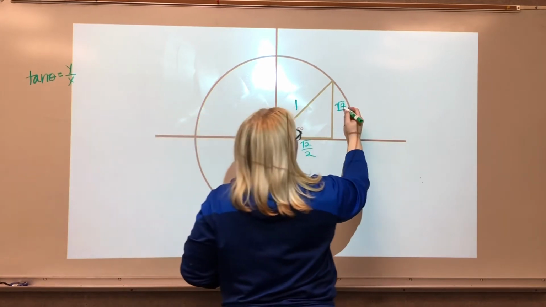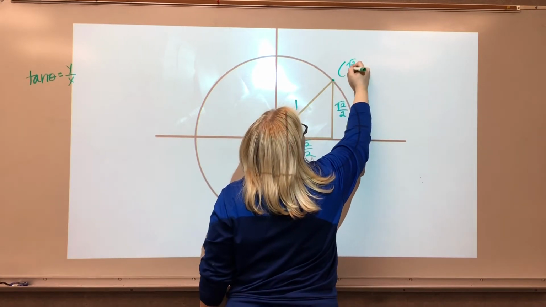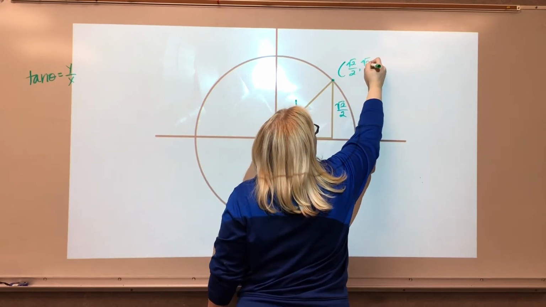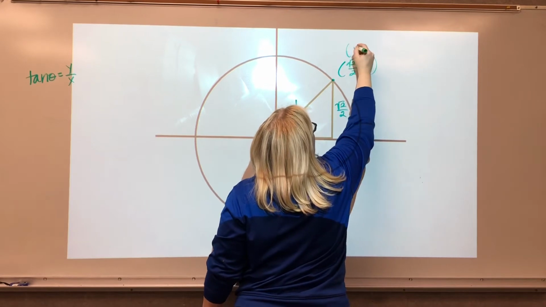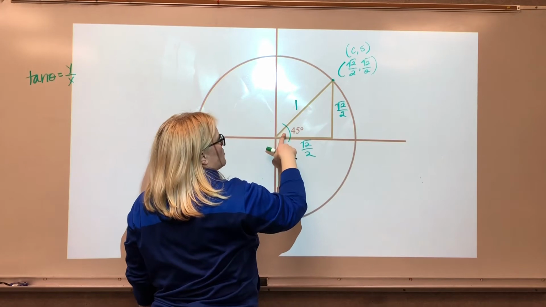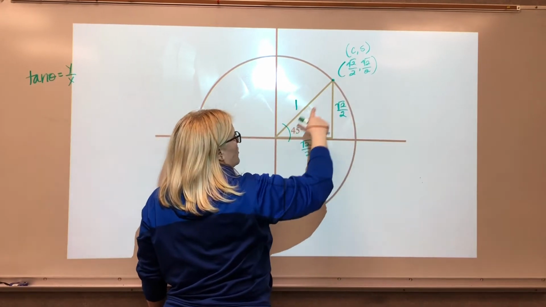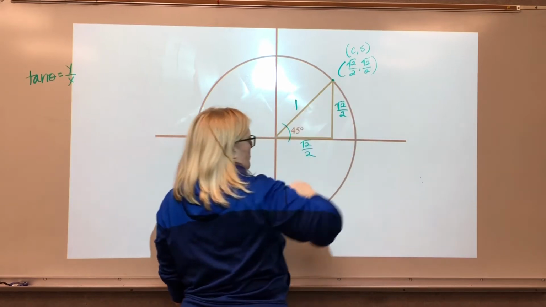Oops, I forgot the 2. So that means that this coordinate is the square root of 2 over 2, square root of 2 over 2. Remember again, this is my cosine and my sine. So cosine of 45 degrees, square root of 2 over 2. The sine of 45 degrees is the square root of 2 over 2.